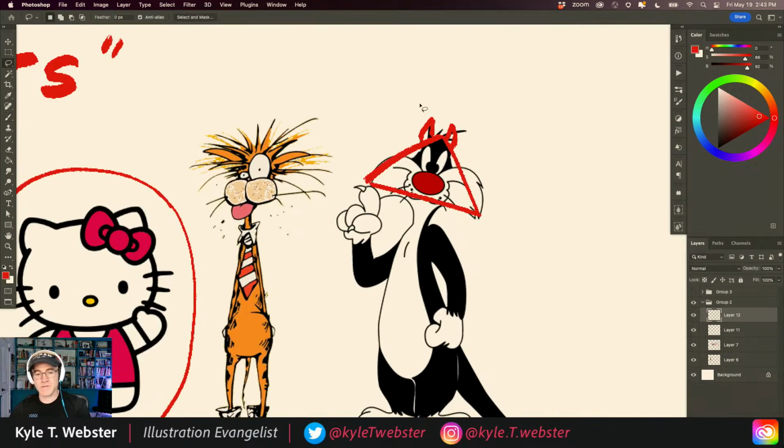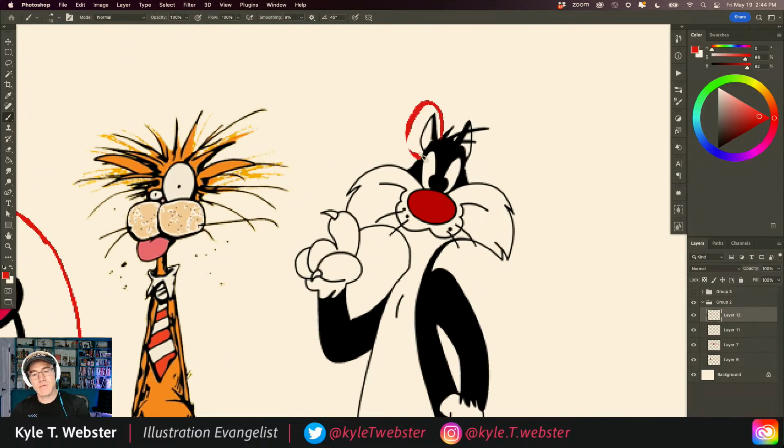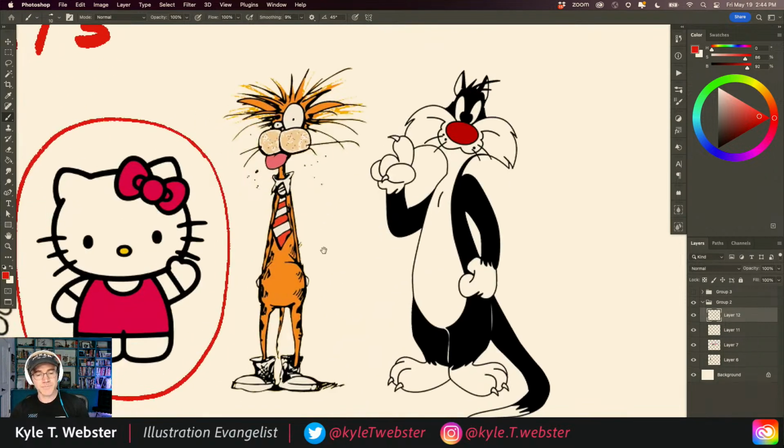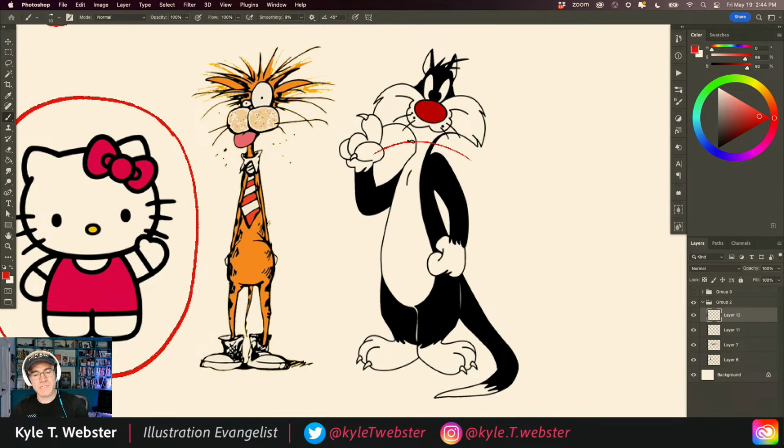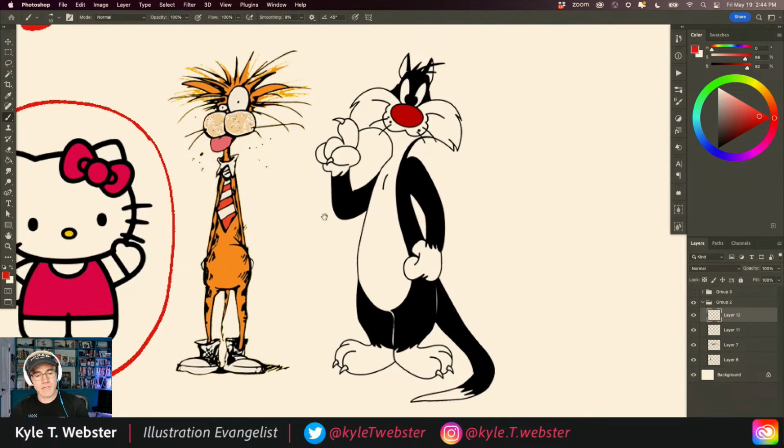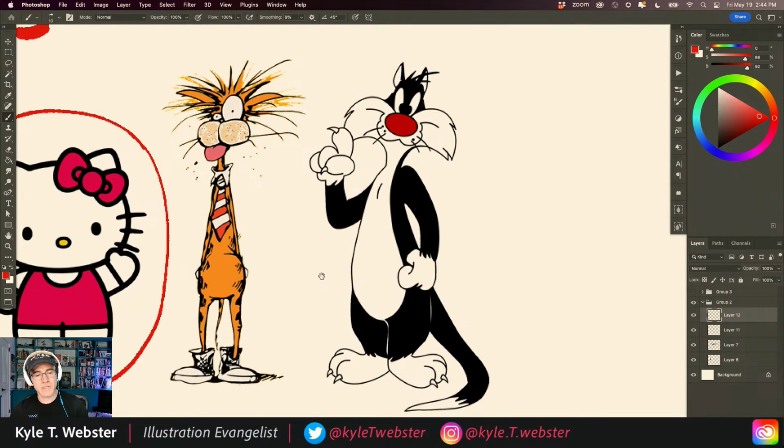But look over here at Sylvester. This shape is insane. But it's the mouth, and again, I would argue that the ears are doing a lot of the heavy lifting here in terms of communicating cat to us. We're also familiar with this design, so we go with it. We go with it because we've seen it for so many years.